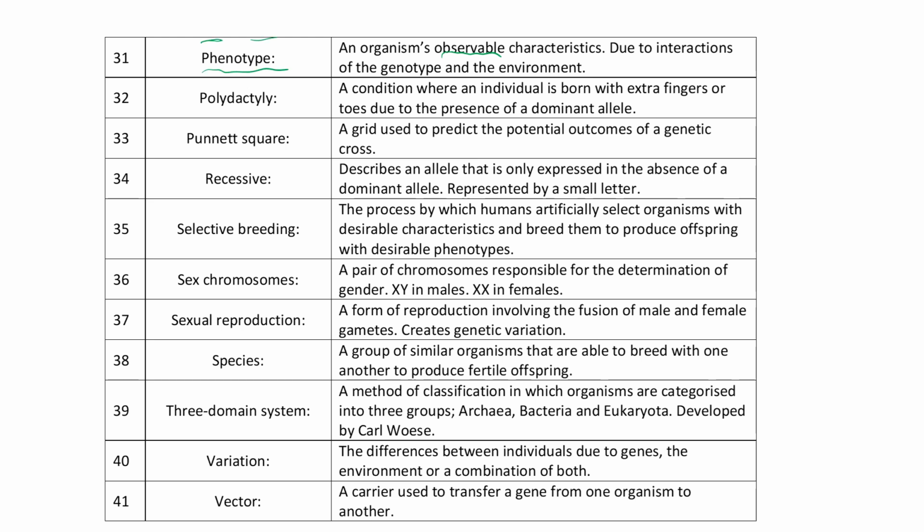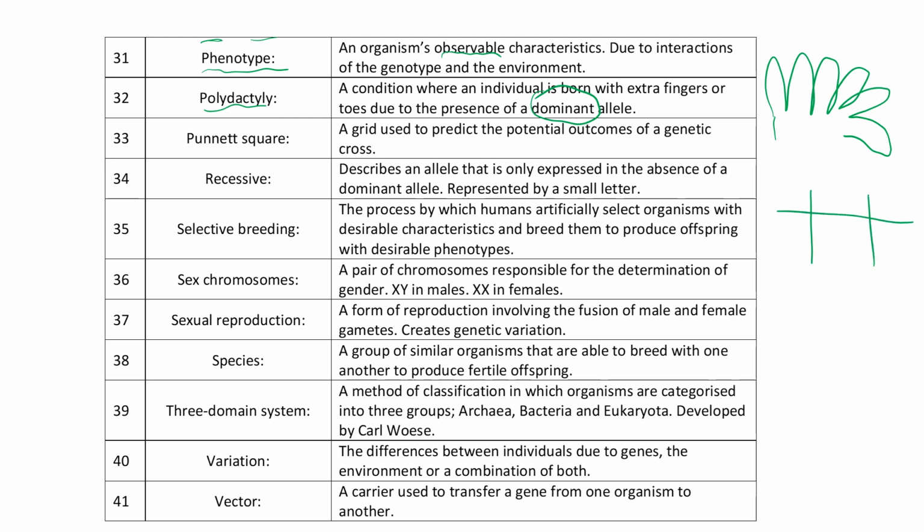A condition where an individual is born with extra fingers or toes due to the presence of the dominant allele. 2, 3, 4, 5, and then a thumb. Polydactyly. Okay, but the key on that one is it is a dominant, right, which means it gets expressed if it's there.